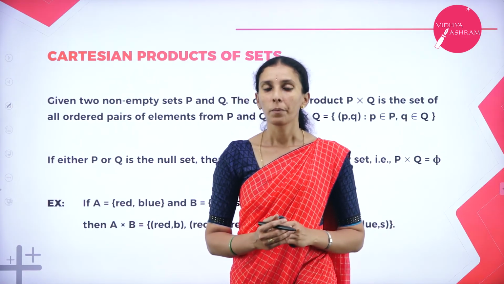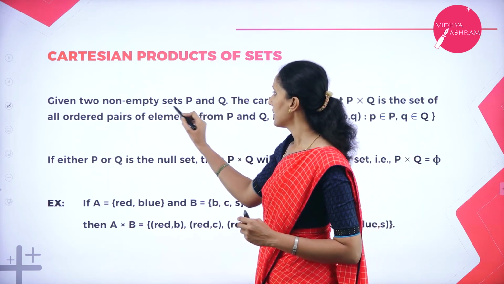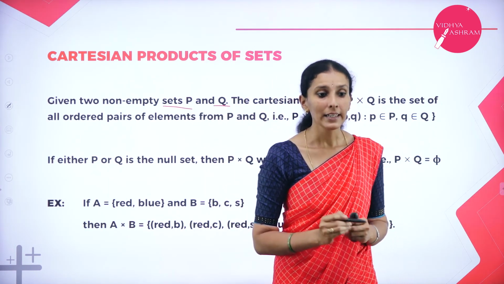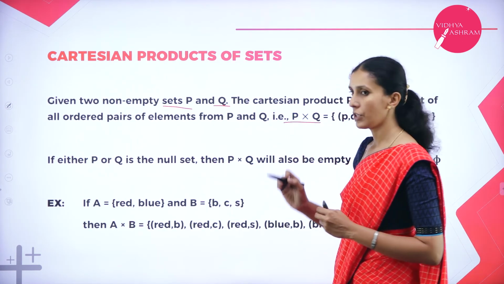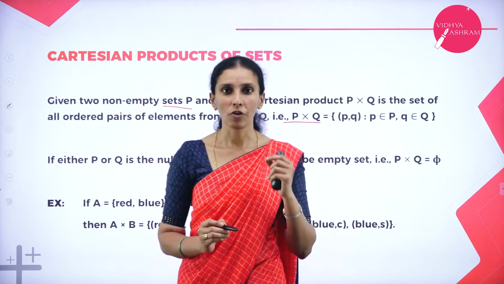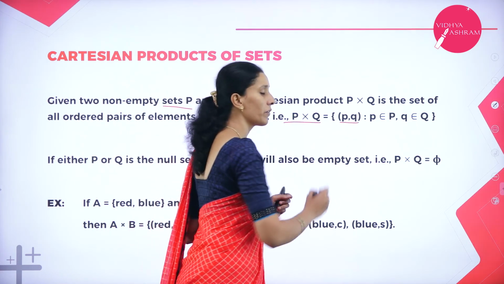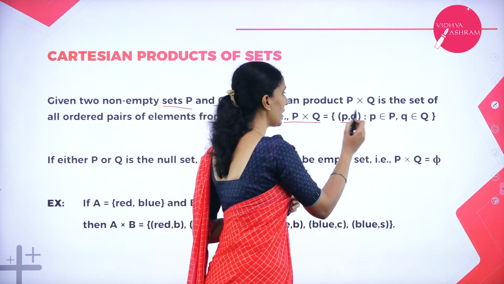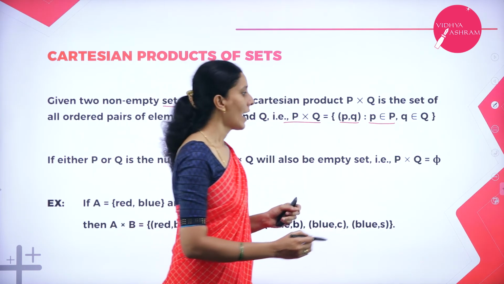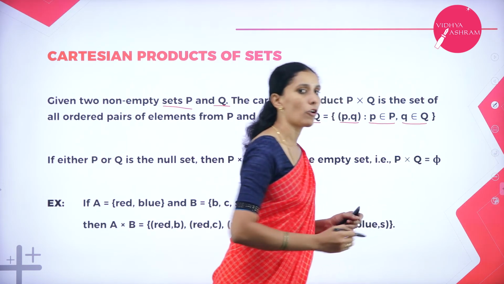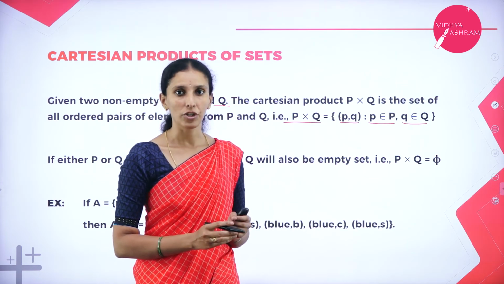Now, Cartesian product is nothing but, if you have any two sets, for example sets P and Q, then the Cartesian product of the sets P and Q is given by P cross Q. And the elements of P cross Q will be in ordered pairs, that is, in the form of p comma q, where p, the first element in the ordered pair, is from the set P, and q, the second element of the ordered pair, is from the second set Q. So that is what the Cartesian product says.